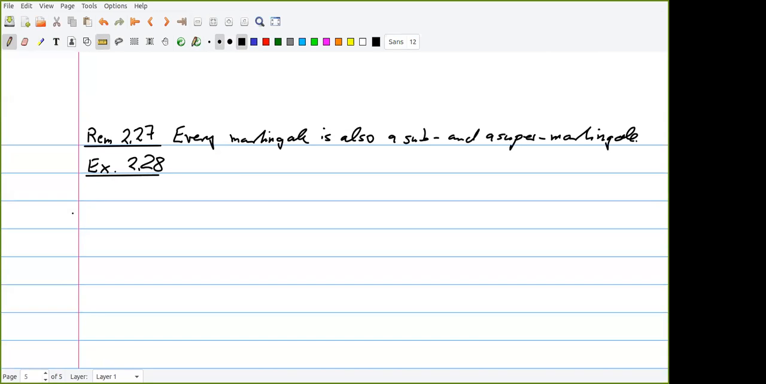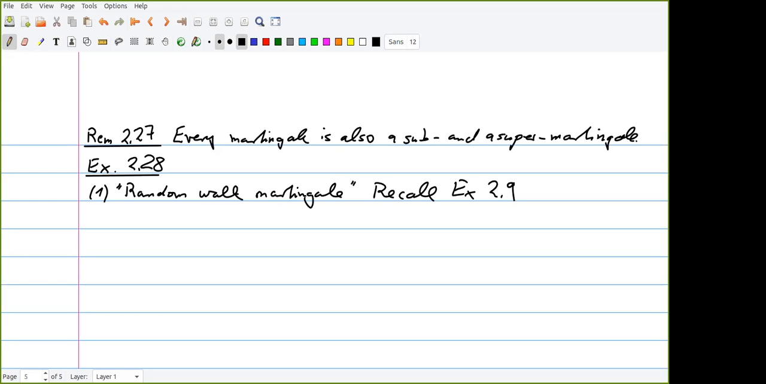So the first one is something you have already seen. Example 1 is the random walk. Here, martingale. Right? You can define random walks which are not martingales. And this is what you have seen already. We call it example 2.9.